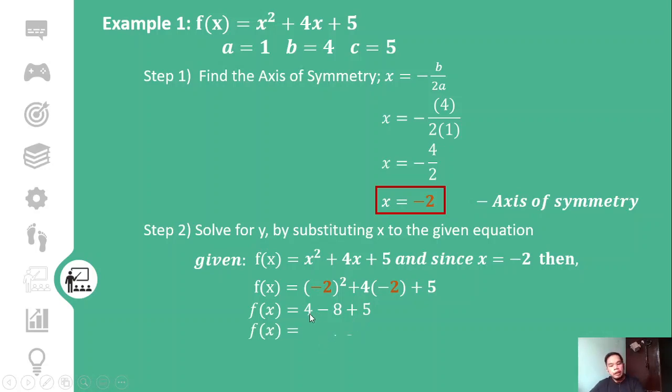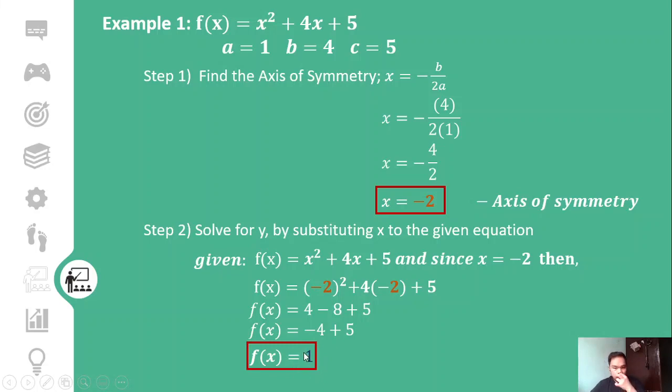Okay, now, evaluate naman natin yung 4 minus 8. 4 minus 8 is equal to negative 4. Then copy plus 5. Negative 4 plus 5 is equal to positive 1. So therefore, the function of x in x squared plus 4x plus 5 if x is equal to negative 2 is positive 1. Okay?